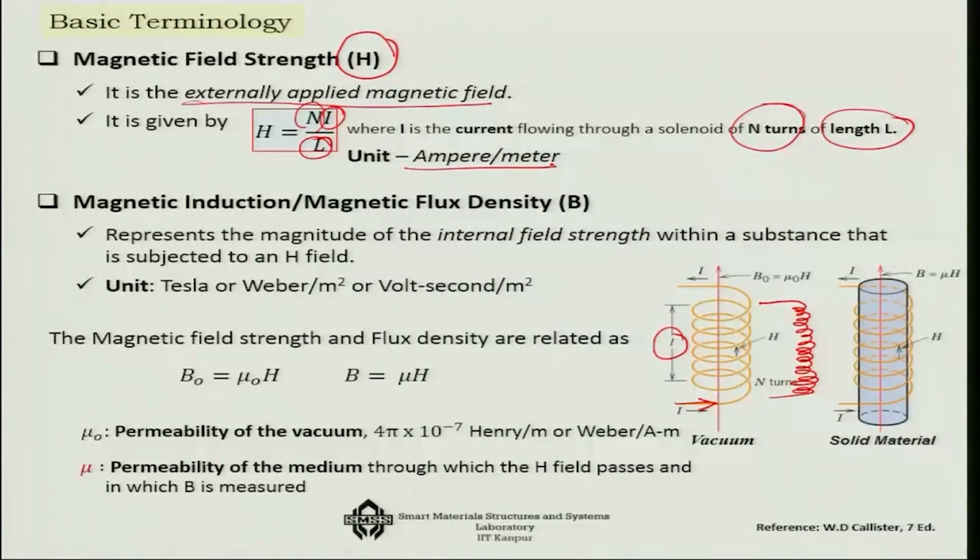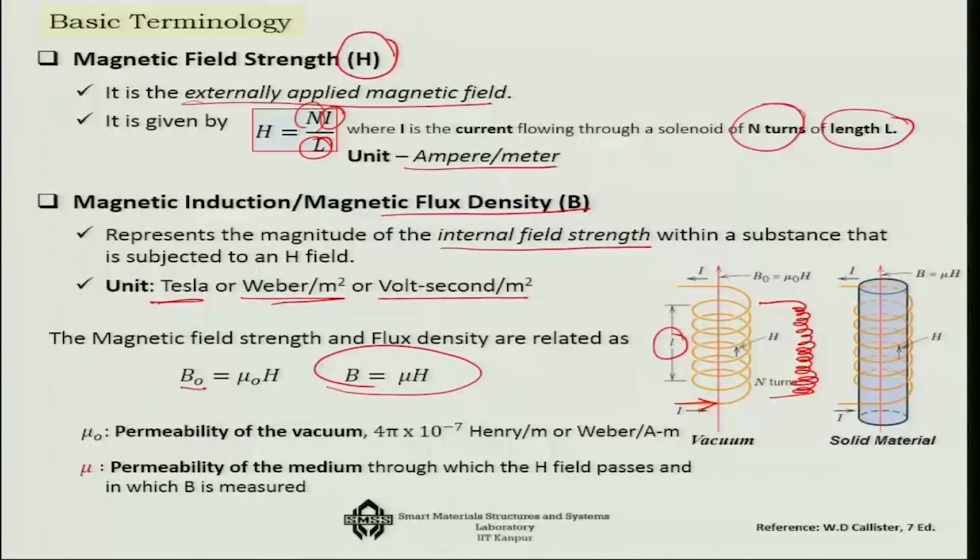Next to that is the magnetic flux density B. This represents the magnitude of the internal field strength within a substance that is subjected to an H field. So, H is the field strength, but the density of that field all around is measured with respect to B, which has a unit of Tesla or Weber per square meter or volt second per meter square. The simple relationship here is B equals mu H.